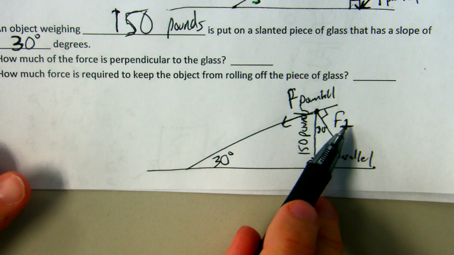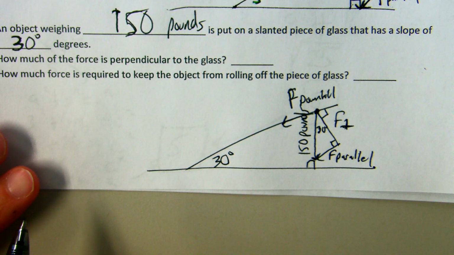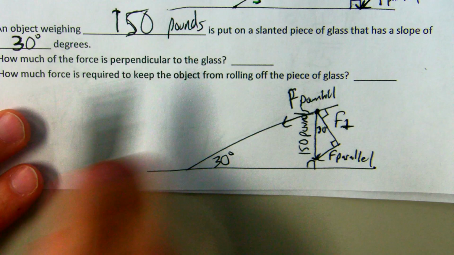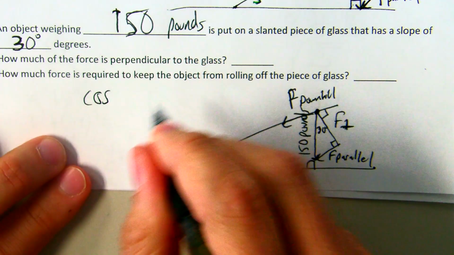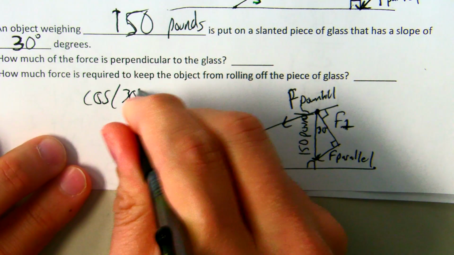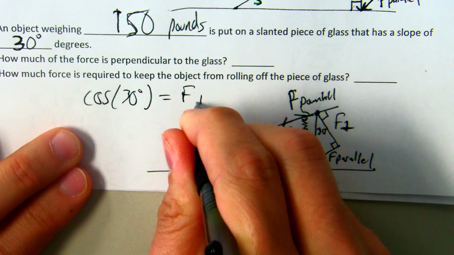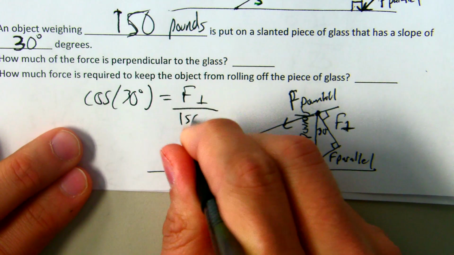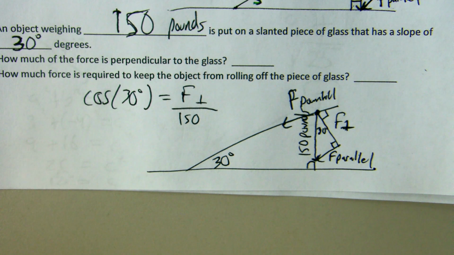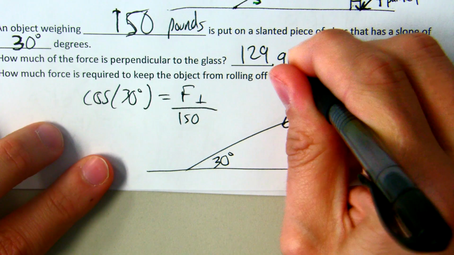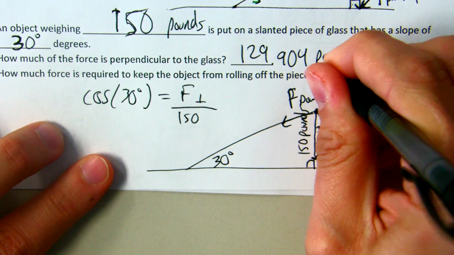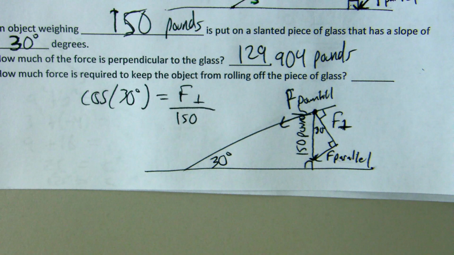And then force perpendicular. Okay, so this one is a glass, this one's on the hill. I would want a cosine equation, because the cosine lets me put the adjacent side over the hypotenuse. So the amount of weight pushing into the glass would be 129 pounds.